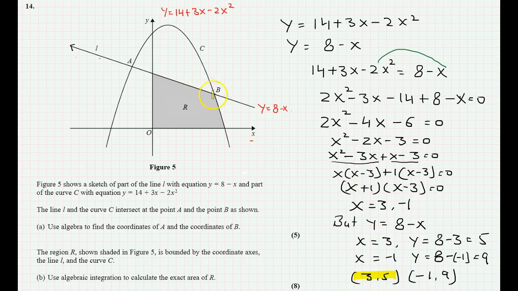3 and 5. So this is B, it is 3 and 5. So this is 3 and this is 5, and minus 1 and 9. This is minus 1 and this is 9. So minus 1 and 9, these are the coordinates of A. So this question is 5 marks. So we have got the coordinate of A and the coordinate of B.